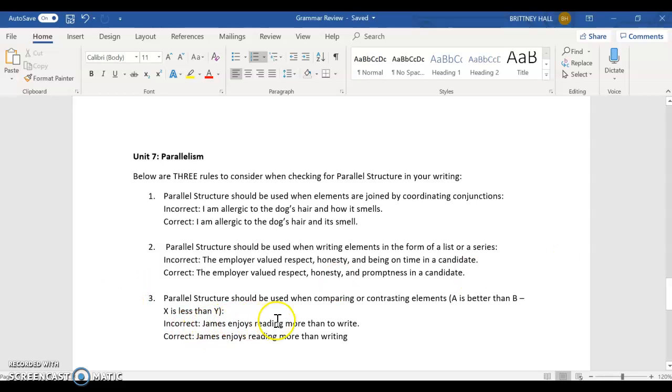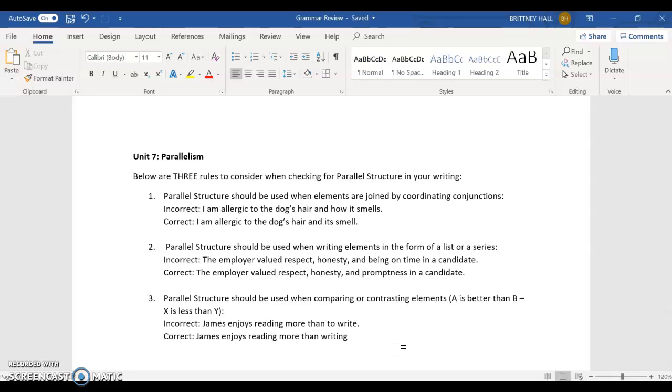So, James enjoys reading more than to write. So we have "-ing". Even though "reading" and "to write" are both verbs, we have a form with -ing, and then we have a form without -ing. Why? Just make it balanced. Make it sound balanced. Make it parallel.